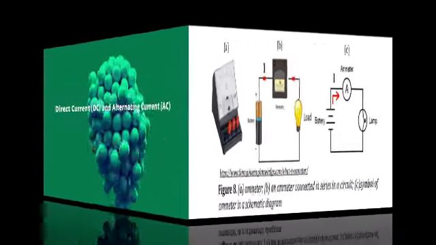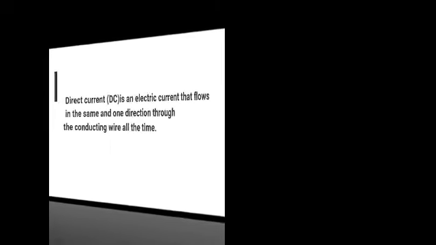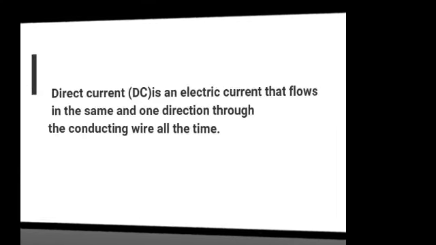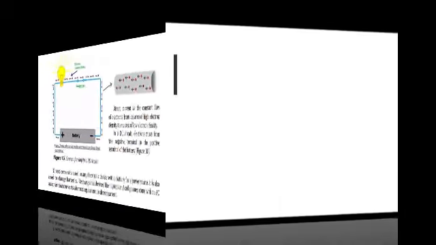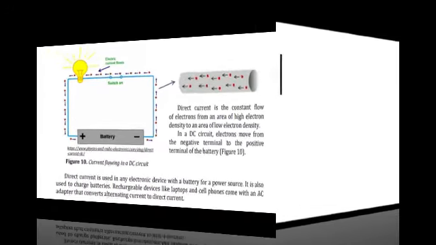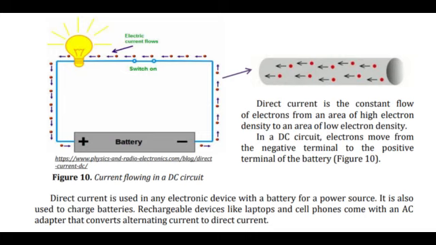Now let us discuss direct current and alternating current. Direct current is an electrical current that flows in one direction through the conducting wire all the time. From figure 10, we can see the current flowing in a DC circuit. Direct current is the constant flow of electrons from an area of high electron density to an area of low electron density. In a DC circuit, electrons move from the negative terminal to the positive terminal of the battery.